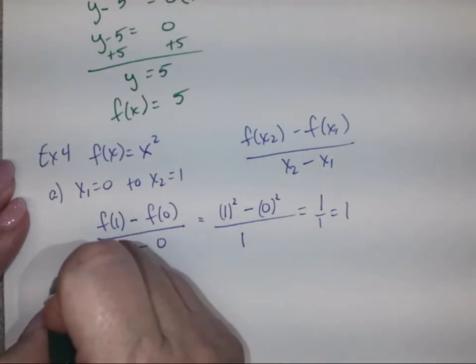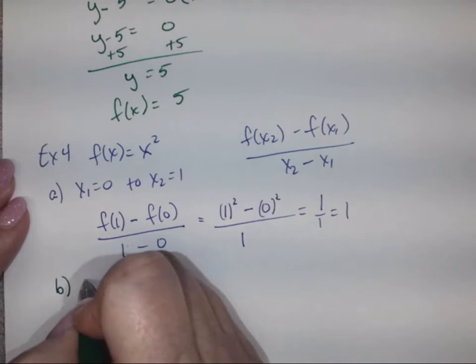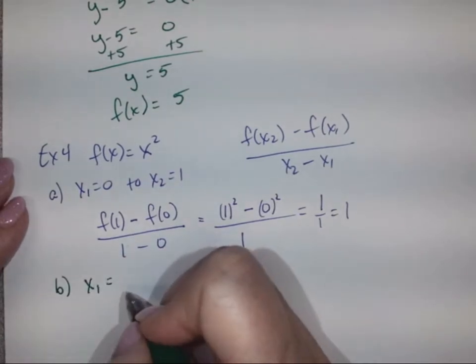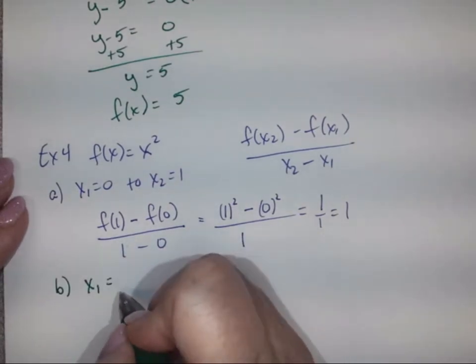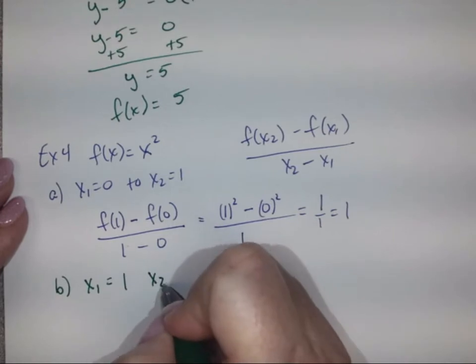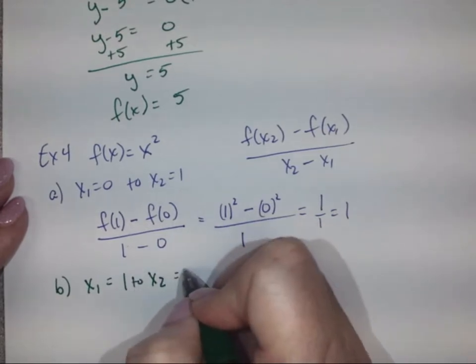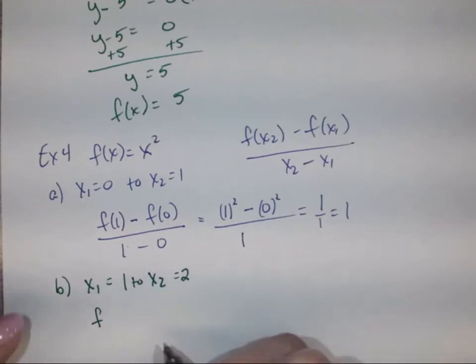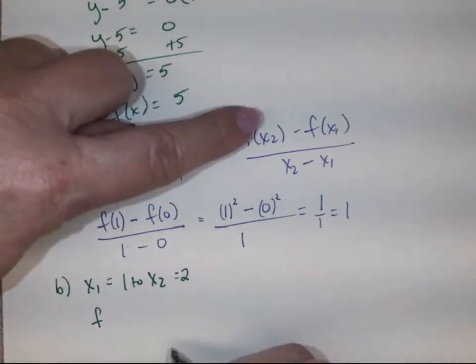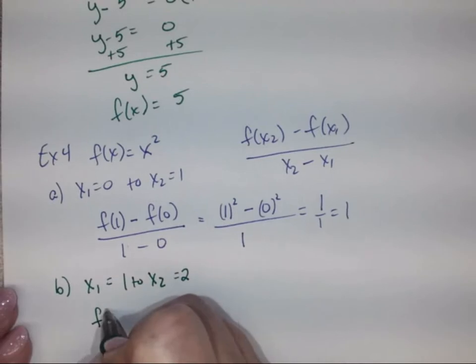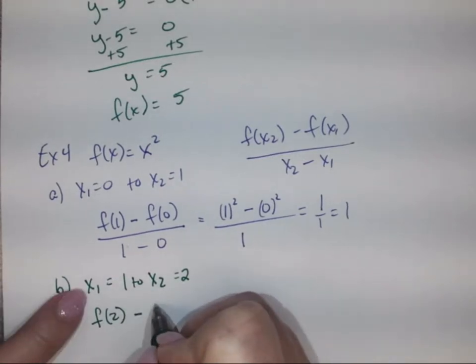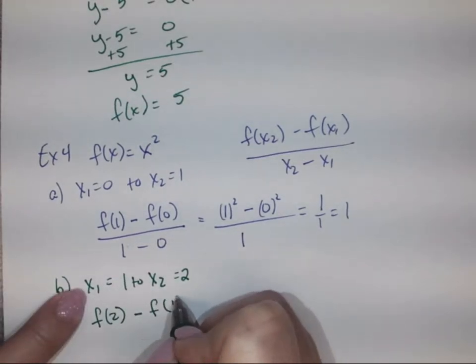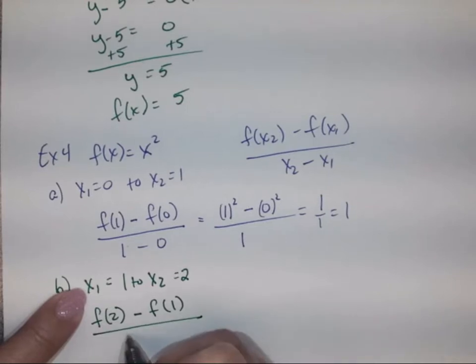All right, let's look at part B. Part B says our x sub 1 is equal to 1, and our x sub 2 is equal to 2. So we're going to do the same process, except this time instead of f at 1, because we need to use our x sub 2, it'll be f at 2 minus our f of x sub 1, which is 1, all over 2 minus 1.